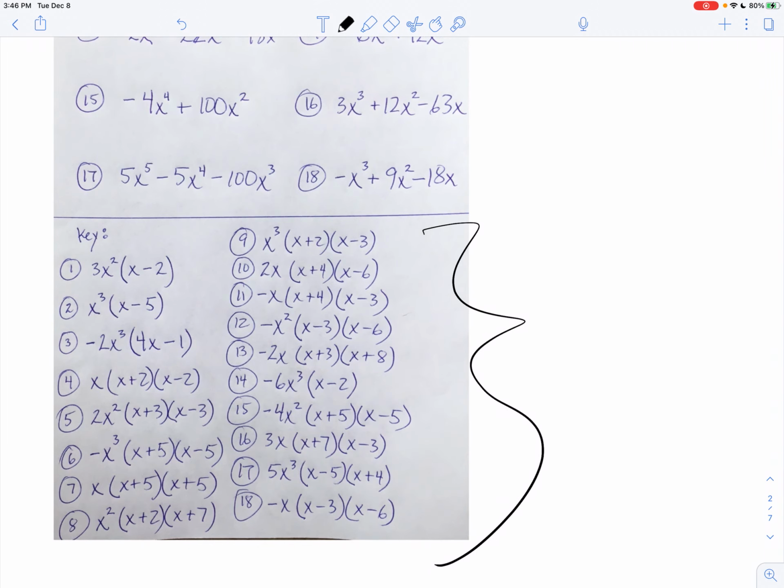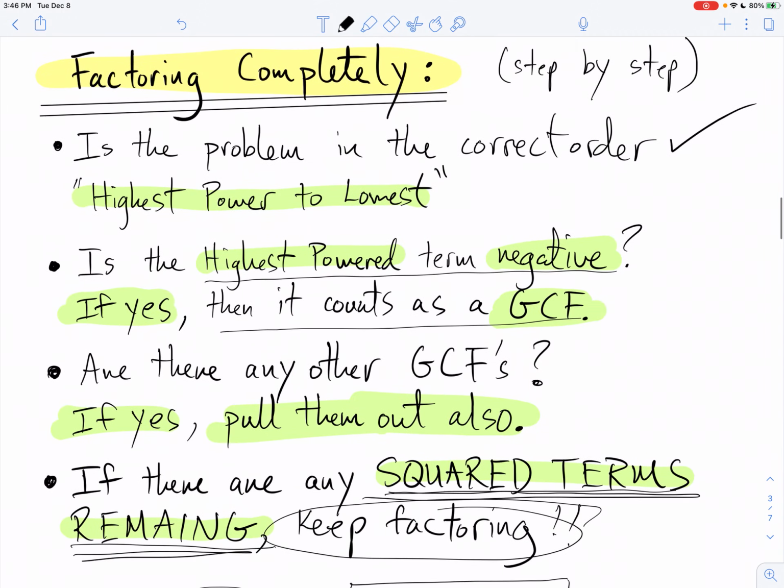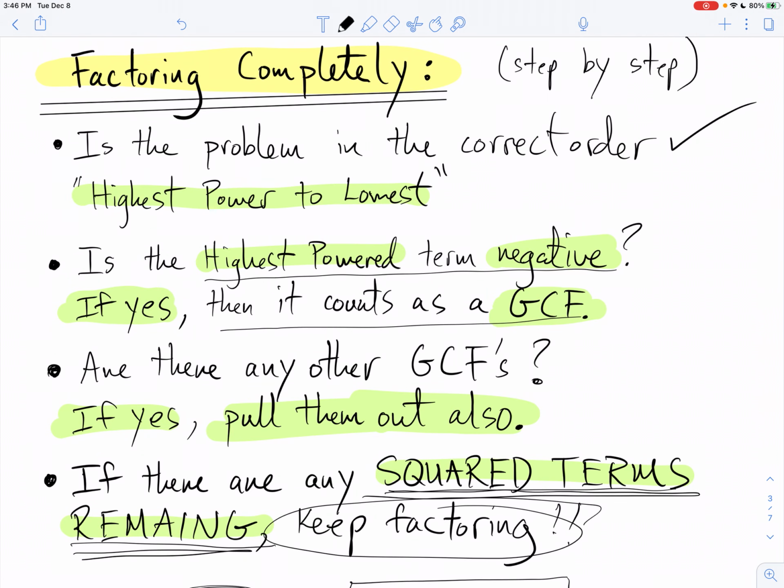And don't forget, this is the key to doing factoring completely. You might want to take a picture of that and refer to it as we go through the practice.